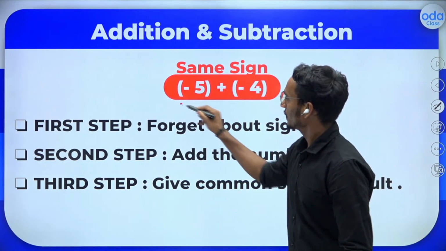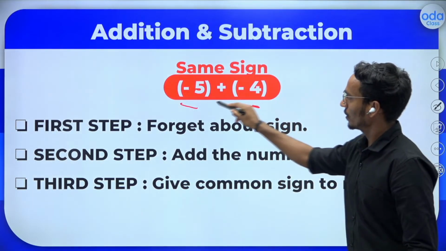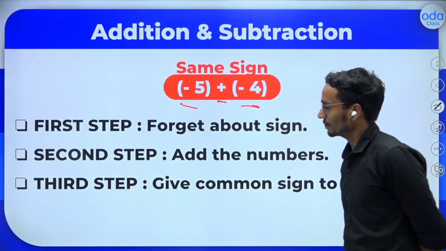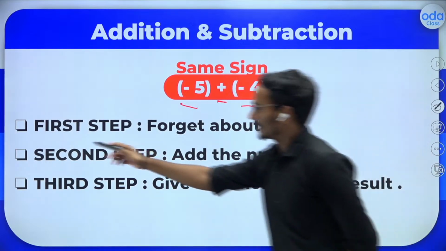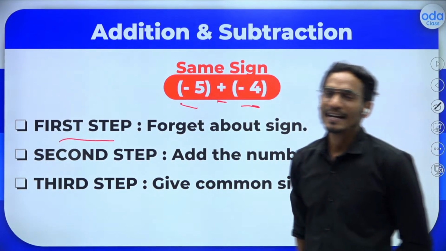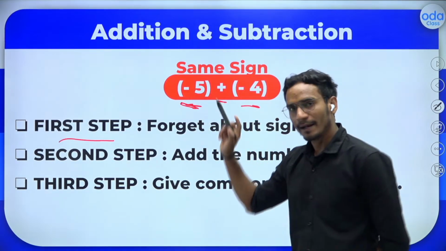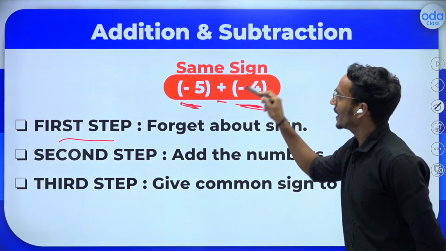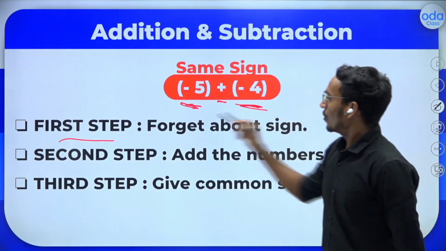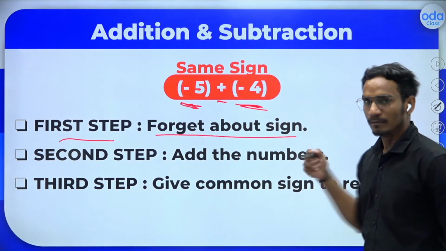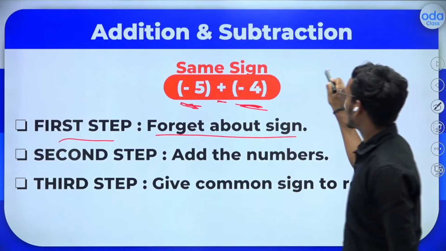नाउ लेट्स डू द एडिशन। ठीक है, एडिशन ऑफ दीज टू नंबर्स, माइनस 5 माइनस 4, वी आर एडिंग देम। फर्स्ट स्टेप, सो व्हेन वी आर एडिंग टू इंटीजर्स having same sign, 5 का साइन क्या है? नेगेटिव। 4 का साइन क्या है? नेगेटिव। नाउ वी हैव टू फॉरगेट अबाउट दिस साइन, साइन भूल जाओ, तो हमारे पास नंबर्स क्या बचेंगे?